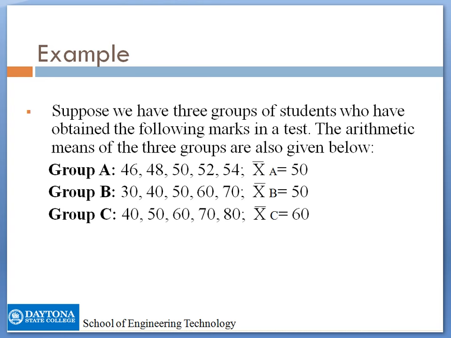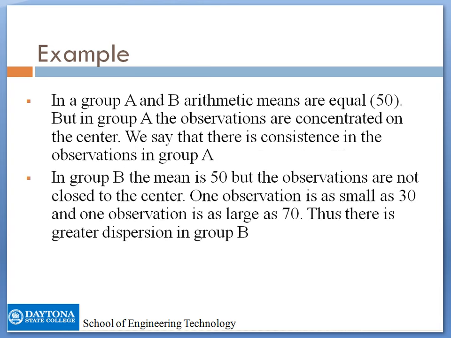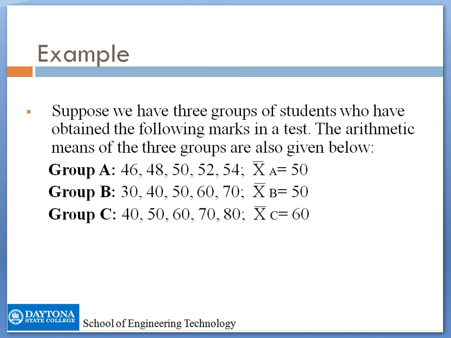So what is this data? What does this mean? You can see that in group A and B, arithmetic means are equal to 50. Remember that the means are part of the central tendency measures. Now in group A, the observations are concentrated on the center because the values are closer to 50.